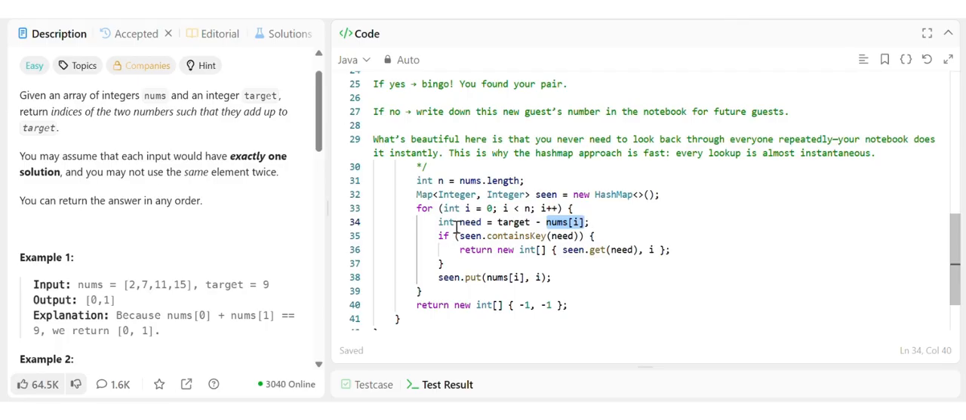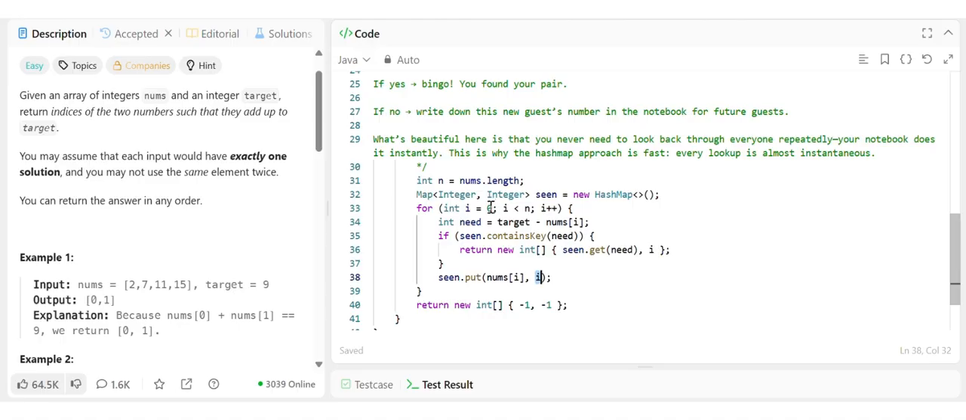Then we check if the hash map contains need. That is, we check if our notebook contains a number need, but we are just meeting the first person in the party. That means our notebook is empty. So this block will be false. In that case, we will write the number that the person represents and the position of the person. Then we will go to the second person.